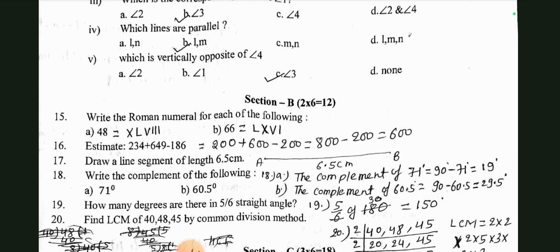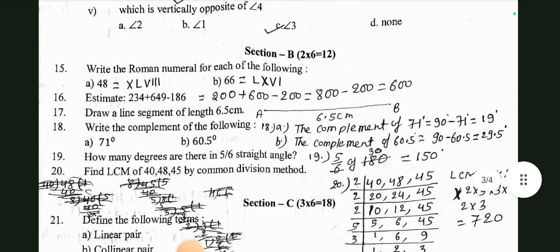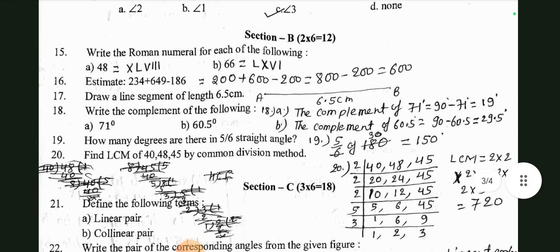Question 17. Draw a line segment of length 6.5 centimeters. By using a ruler, you can draw a line segment of 6.5 centimeters. Question 18. Write the complement of the following. The complement of 71 degrees. Complement means the sum of two angles whose sum is 90 degrees. So 90 minus 71 equals 19 degrees. Second, the complement of 60.5 degrees is 90 minus 60.5, that is 29.5. So the right answer is 29.5. Question 19, how many degrees are there in 5 by 6 of a straight angle?